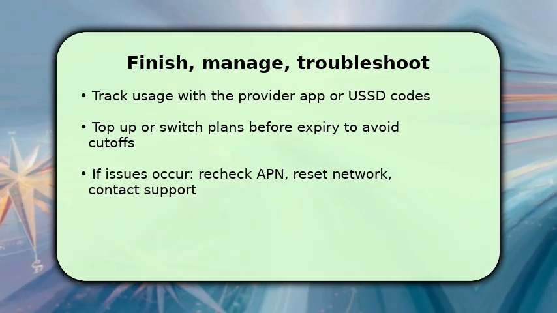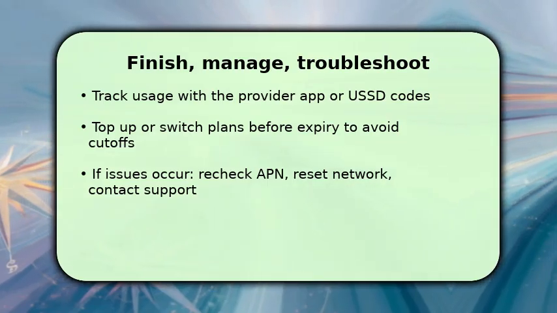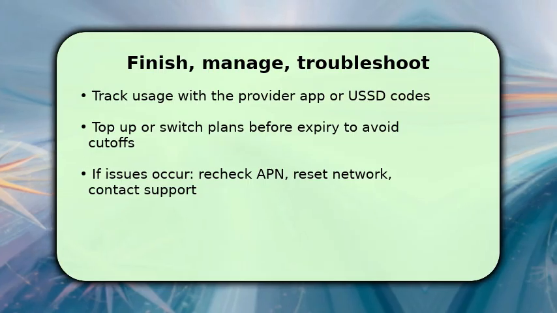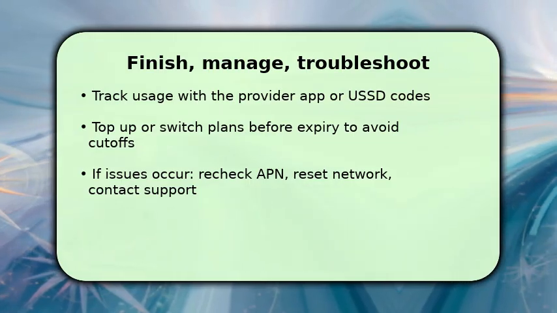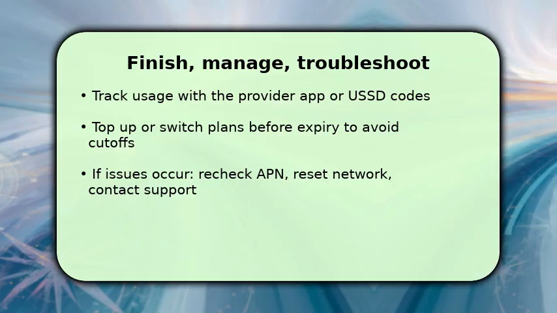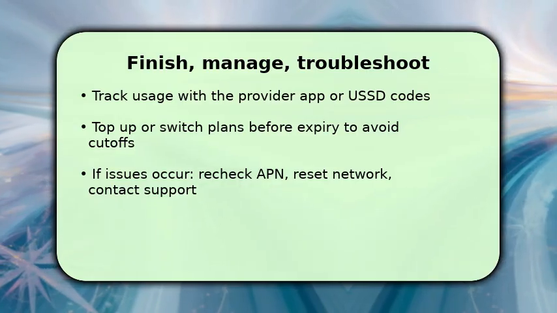If something goes wrong, first recheck APN entries and restart the phone. Next, reset network settings if needed. If still unresolved, contact provider support with your SIM ID and error behavior.